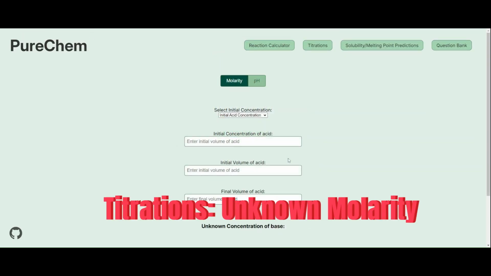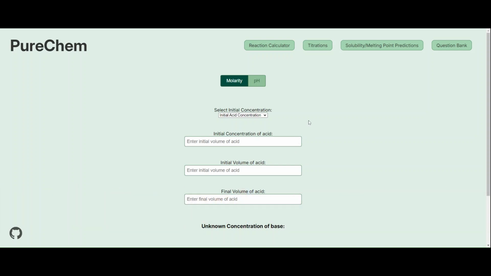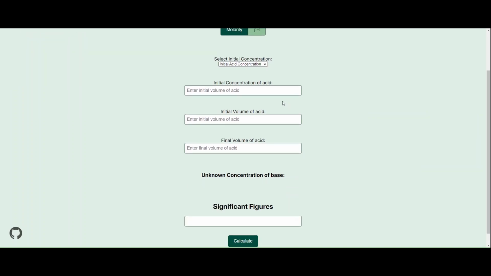Next up, we will look at the titration section of the website. This section has two parts: calculating unknown molarity and calculating unknown pH. The unknown molarity section is used to calculate one of the unknown concentrations of either the base or acid after the titration has reached the endpoint.